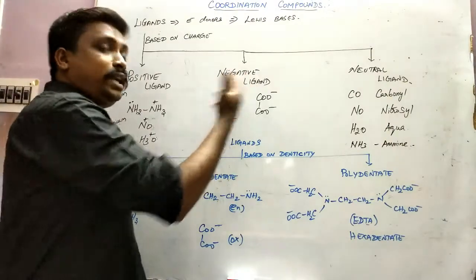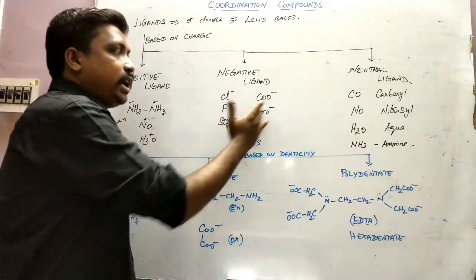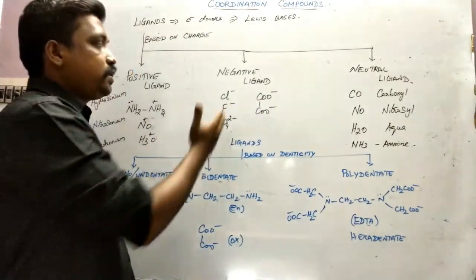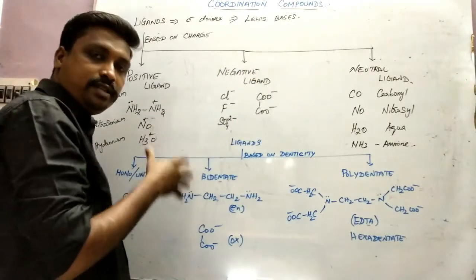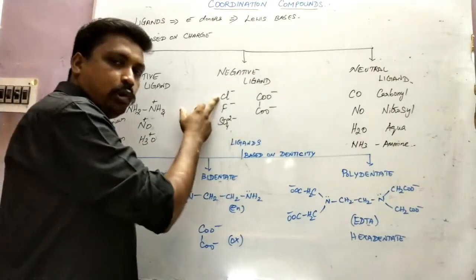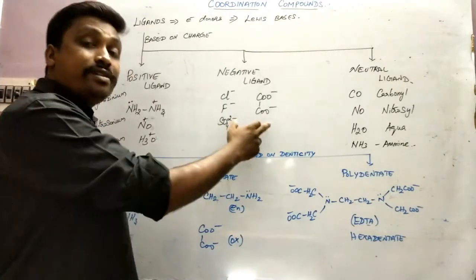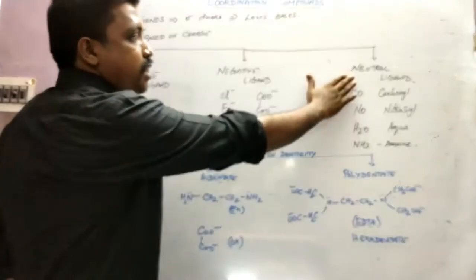Right. Then what are negative ligands? They must have a negative charge and they must behave as donors. All these are examples of negative ligands. In this lesson you must name them as chlorido, fluorido, sulfato, oxalato. Oxalato is from oxalic acid, right?